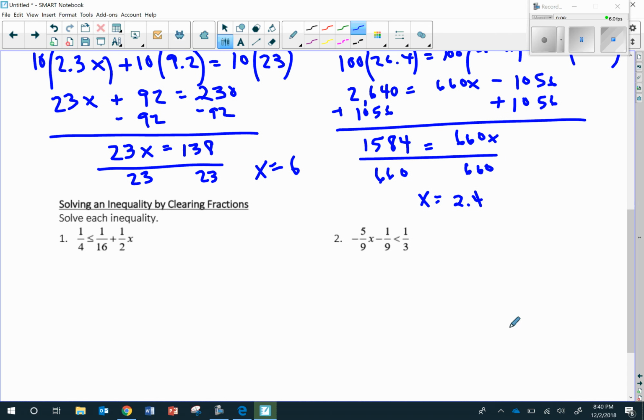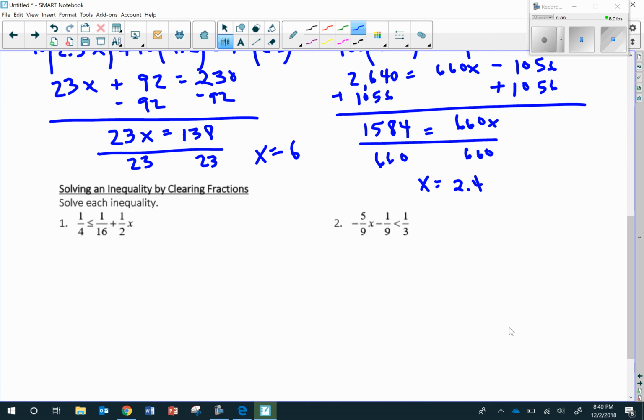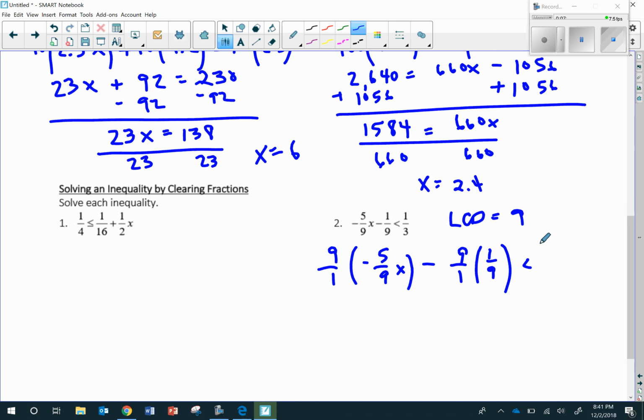All right, I'm going to go ahead and show you number 2. We're doing the same thing here. We're going to clear these fractions and solve this inequality. So we're doing the same thing as we did at the top, but instead of an equal sign now, we have an inequality. So I'm still going to look for that least common denominator between 3 and 9, and we know that simply to be 9. So therefore, I'm going to multiply every fraction by 9. So 9 over 1 times negative 5/9 minus 9 over 1 times 1 over 9. And all of that is less than 1/3 times 9 over 1.